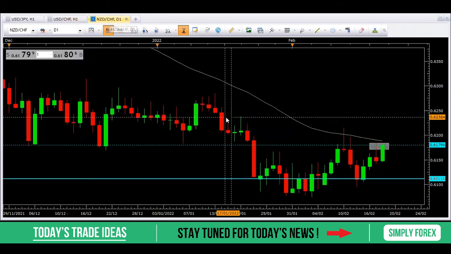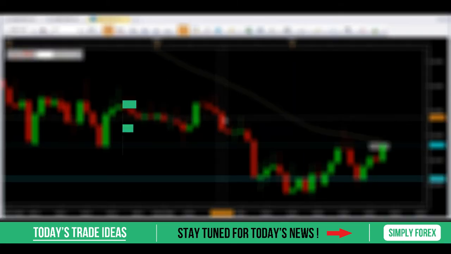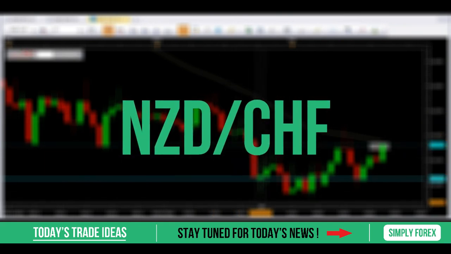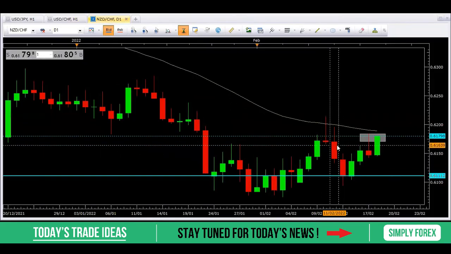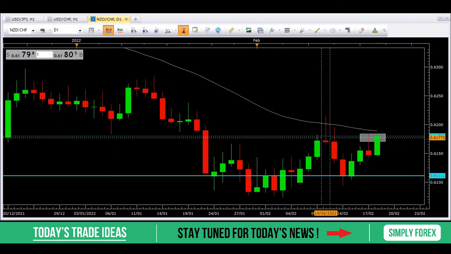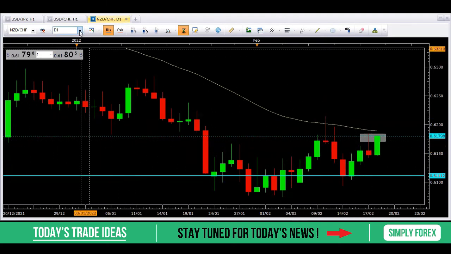Our final trade today, guys, is this. This is the New Zealand dollar against the Swiss franc. And as you can see, from this area here of resistance, we now have this candle that rejected that area. This tells me that it might want to come down back to this blue line. That is also confirmed by the weekly chart as well. Price has already sprung back up, as you can see.